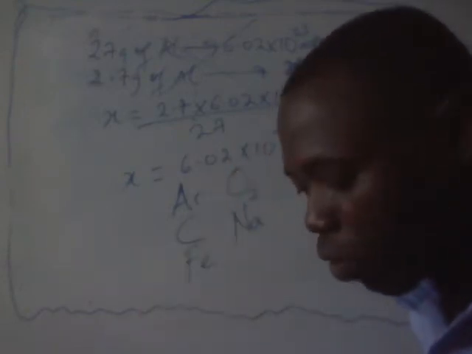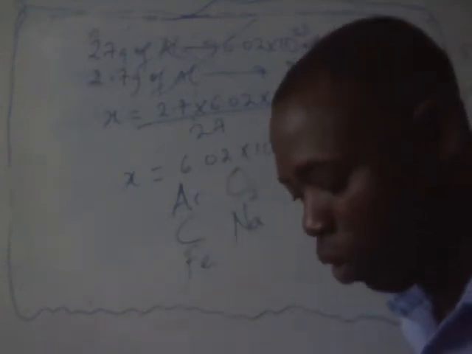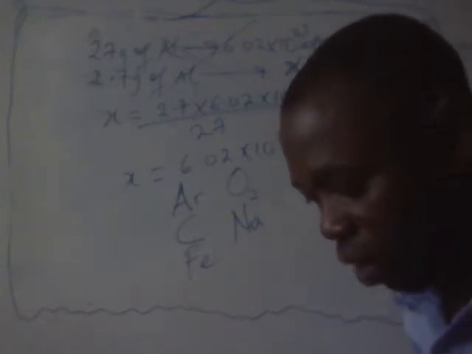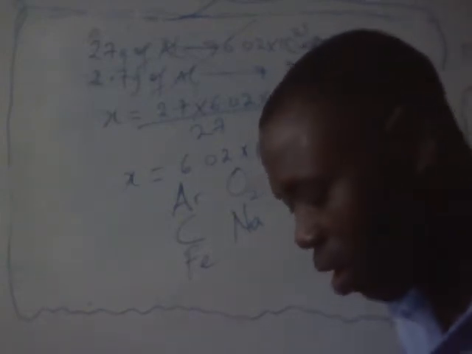Okay, let's go to number 12. The chemical process that is represented. We are given a chemical equation here. So let's show it on the board.